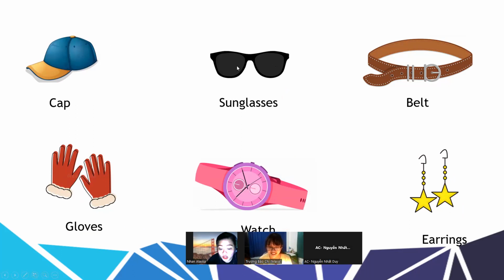Sunglasses. All right, darker in shade. We use them to protect our eyes from the sun. Next, belt. You can put it on the waist, in our pants.